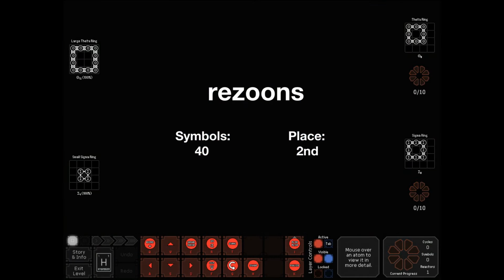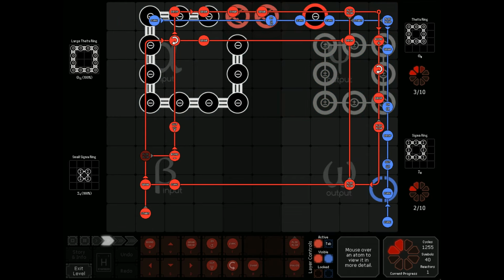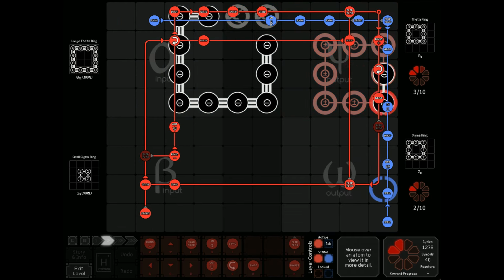Rezune's solution counts using a combination of flip-flops on the red Waldo and sinks on the blue Waldo, giving us a very clear design and a system which is very easy to understand just by watching.